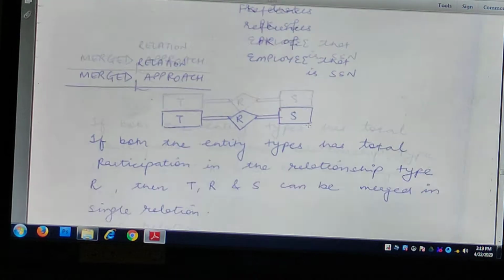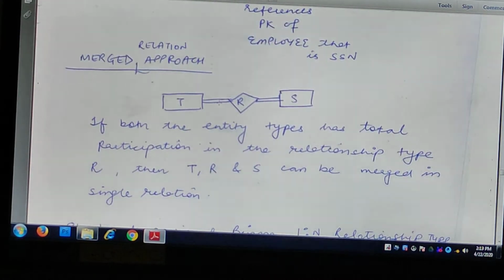Now if in case of one-to-one relationship we are having total participation on both the sides, then what we can simply do is combine the relation schemas of all 3, the 2 entity types and the relationship, into one. We can combine all these 3 into one single relation if it is a one-to-one relationship and if it is total participation on both the sides. Only then we can have this.